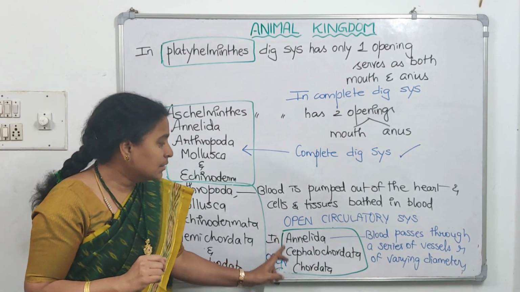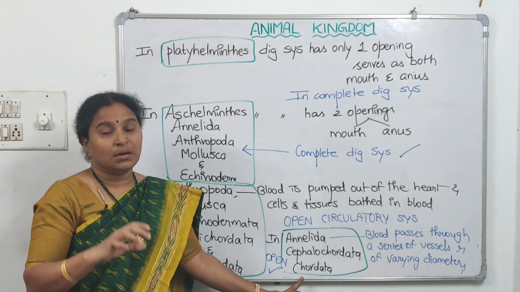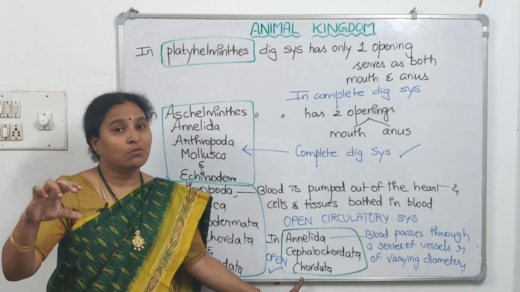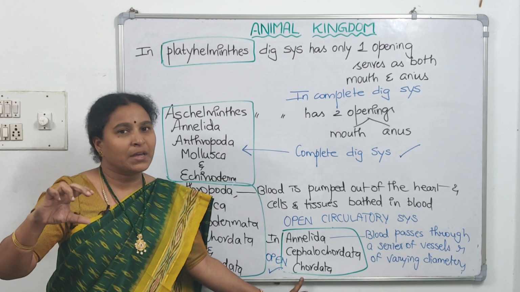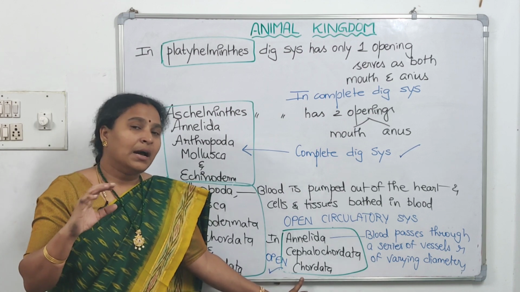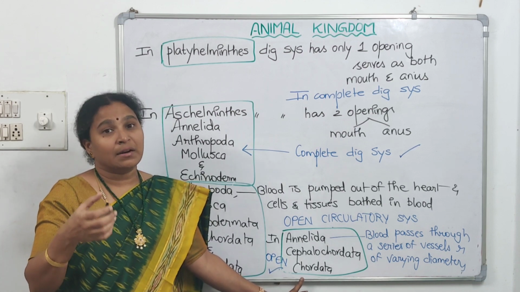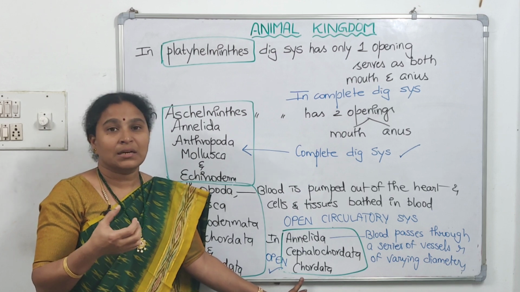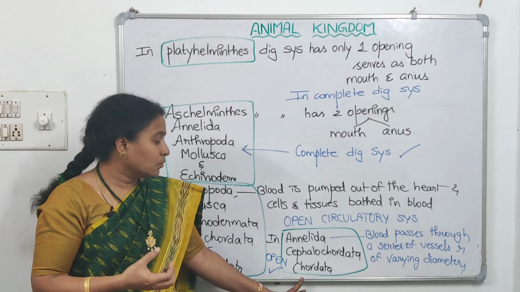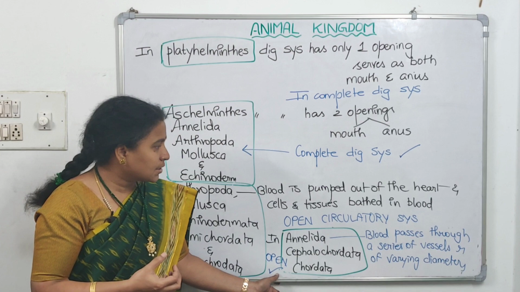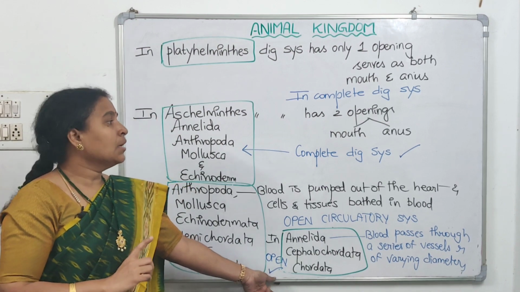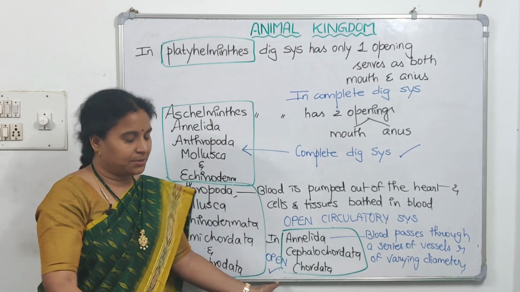Whereas in Annelida, Cephalochordata and Chordata, the blood from the heart comes out through a series of blood vessels which are of varying diameters. Then the blood is not going to come out. We can regulate the flow of blood. That's why I'm telling it's an advanced type of circulatory system. So what is that called? Closed. Take a screenshot of this. This is important, children. Now we'll go to the second character, that is symmetry.